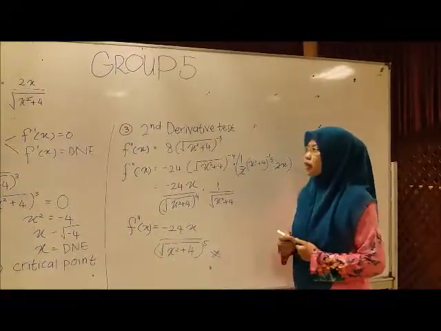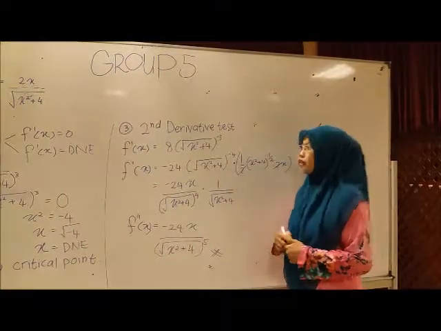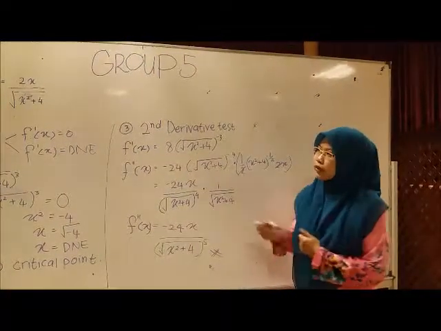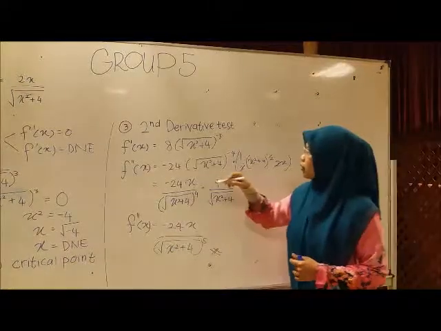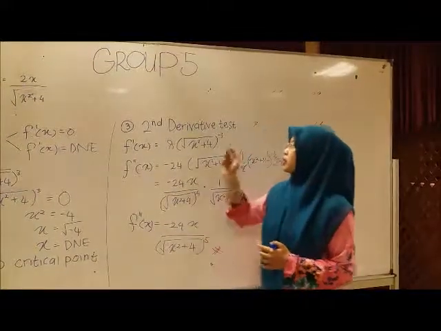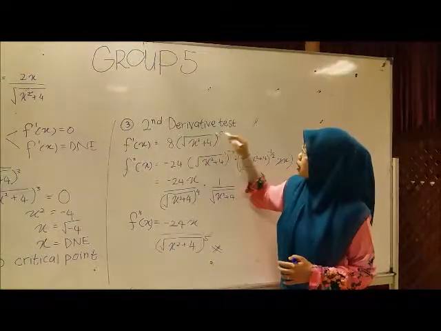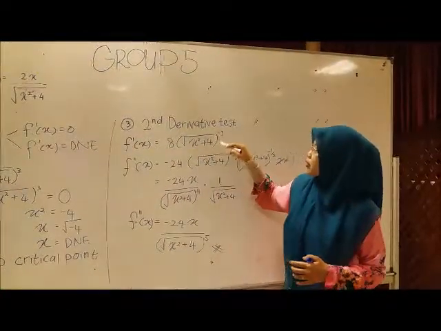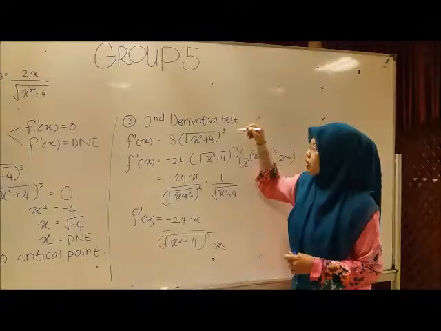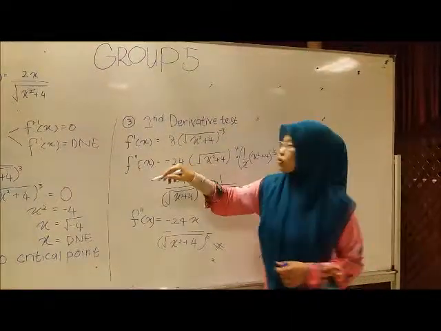So we are going to proceed with the second derivative test. Previously we already did the first derivative test, which is f prime x equal to 8 times the square root of x squared plus 4, to the power of negative 3. We are just changing the form from the previous one.